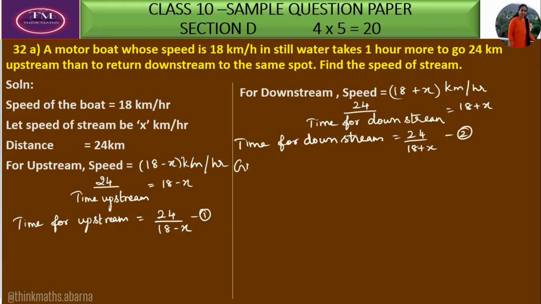What is given here? Time for upstream is equal to time taken for downstream plus 1, because it takes 1 hour more to go 24 kilometers upstream than to return downstream. So with the downstream time, it takes 1 hour more. So time for upstream will be equal to time for downstream plus 1.